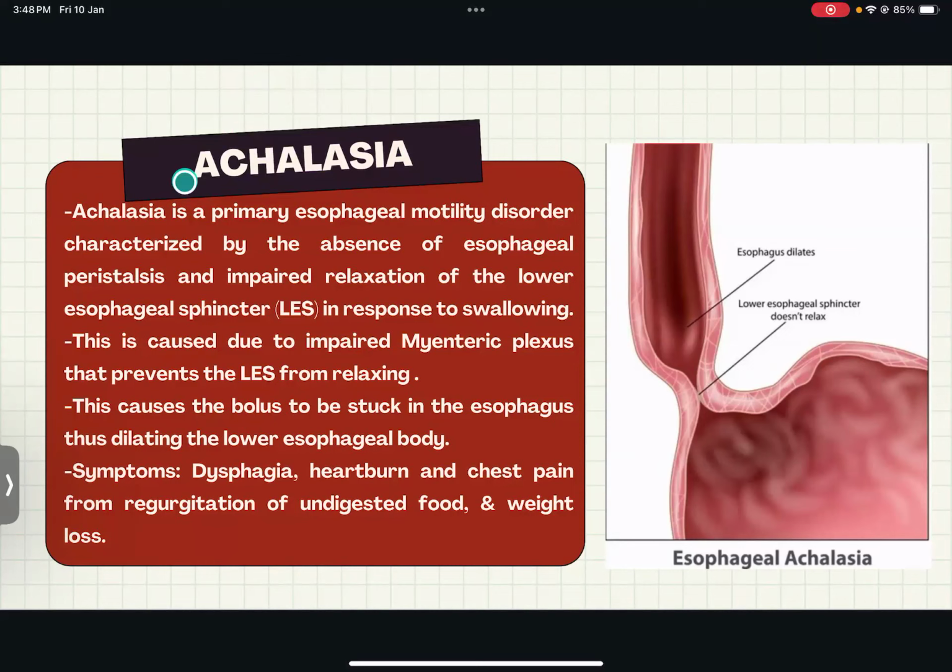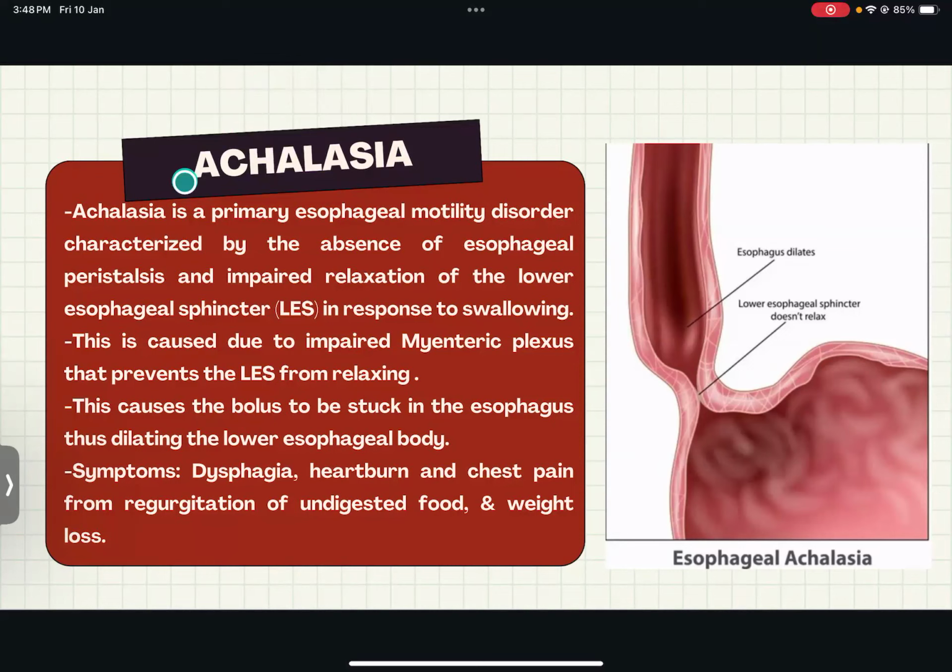I'm pretty sure if any question were to come, it would be this. This is the gold standard way to diagnose achalasia. So I put gold here just for you guys to remember. What we do is a barium swallow test. Barium is a contrast that we give the patient to drink while we're doing an X-ray.